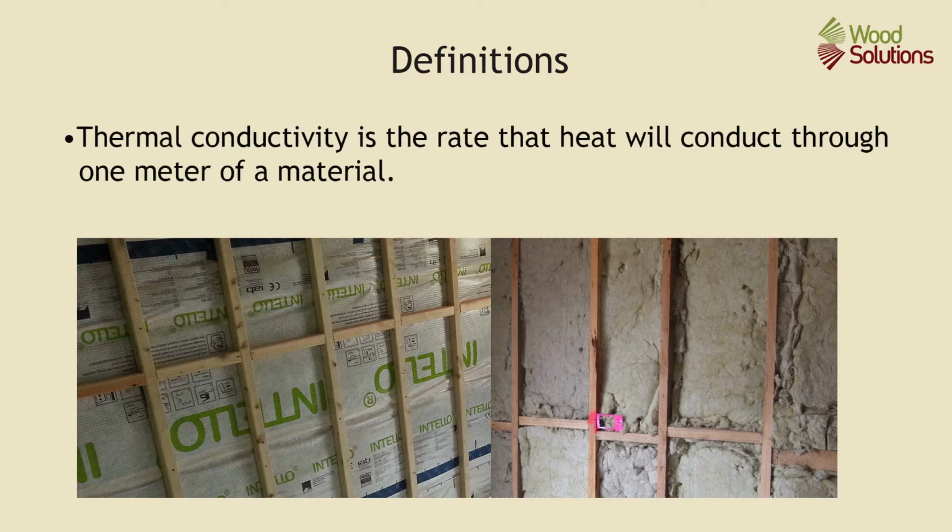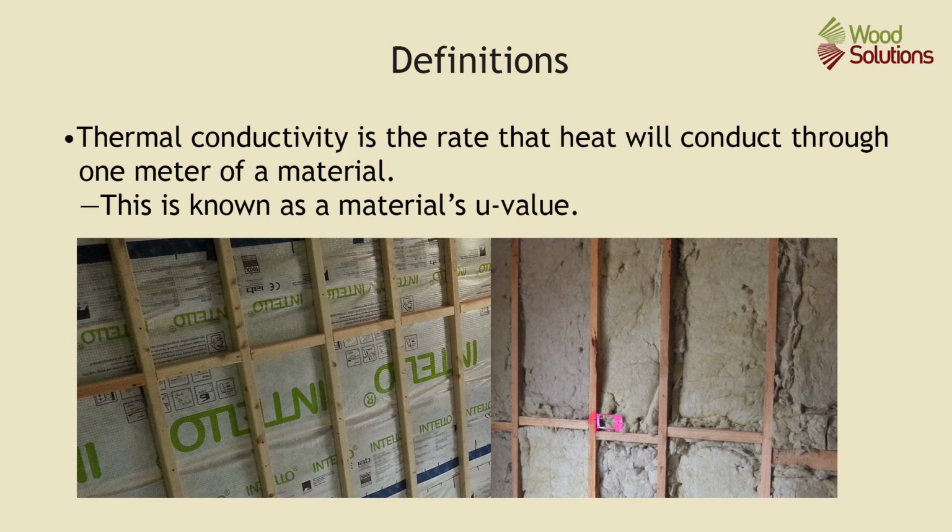The first is thermal conductivity. Thermal conductivity is the rate that heat will conduct through 1 meter of a material. This is known as the material's U value. If heat flows through a material quickly, you will have a high U value. If it flows through a material slowly, it will have a low U value.